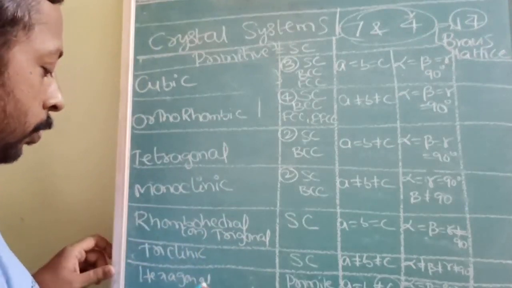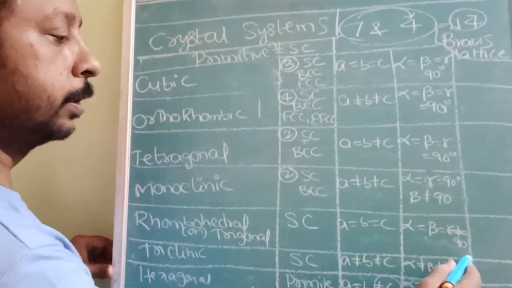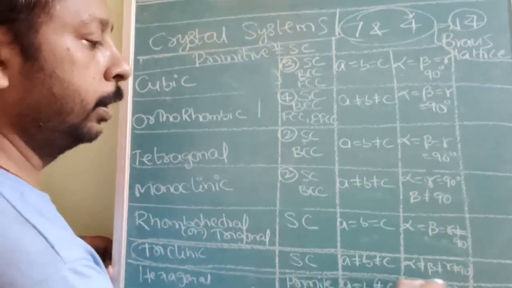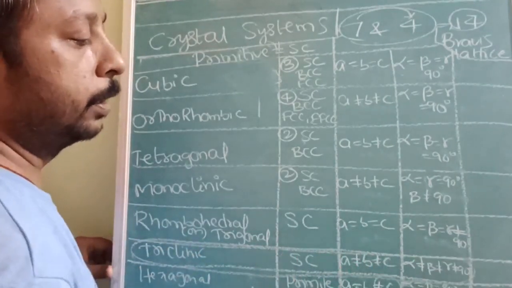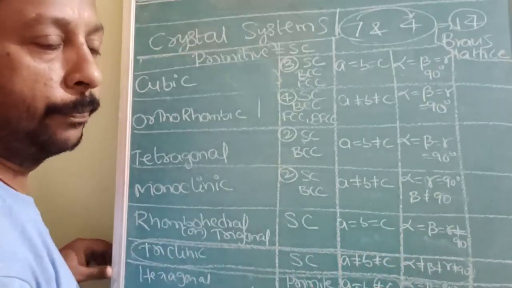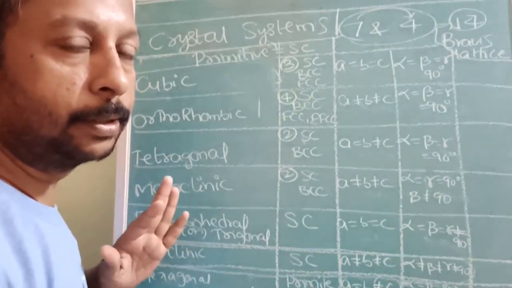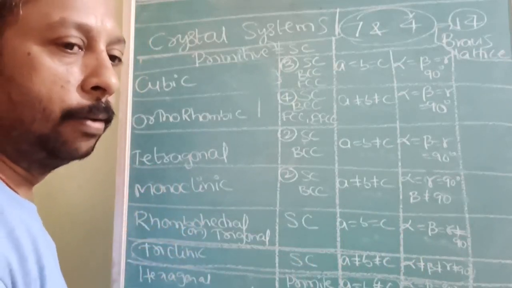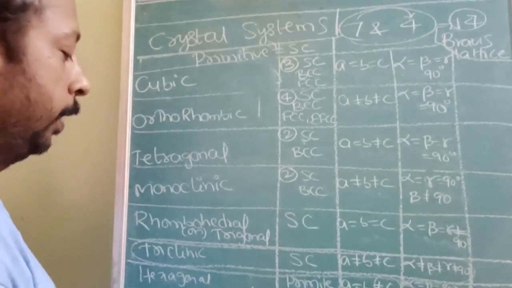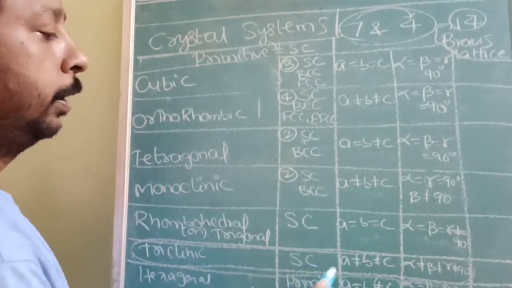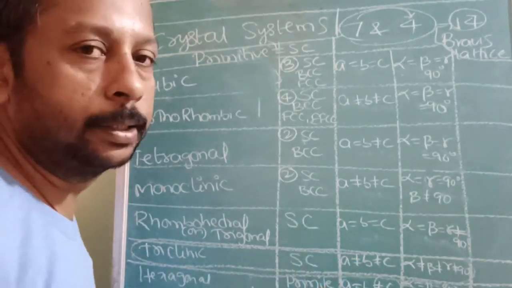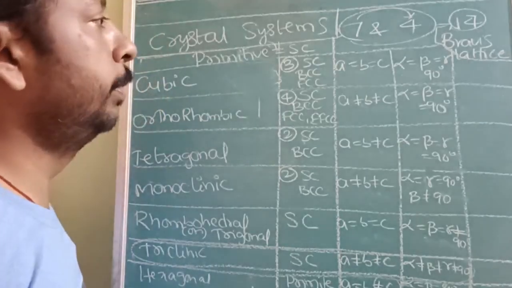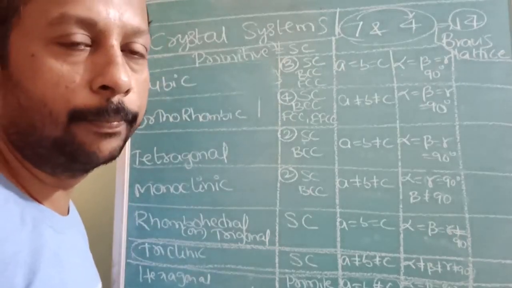Most unsymmetrical crystal system: what is it? Triclinic. Why? Because neither the sides are the same nor the angles are the same. Triclinic is the least symmetrical. What is symmetry and how many components are there? That I will explain, don't worry. Triclinic is the most unsymmetrical crystal system, so they may ask like this. Understood? Now the next question will be the most symmetrical crystal system.